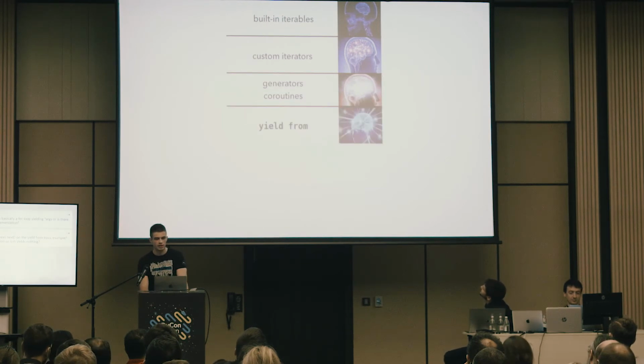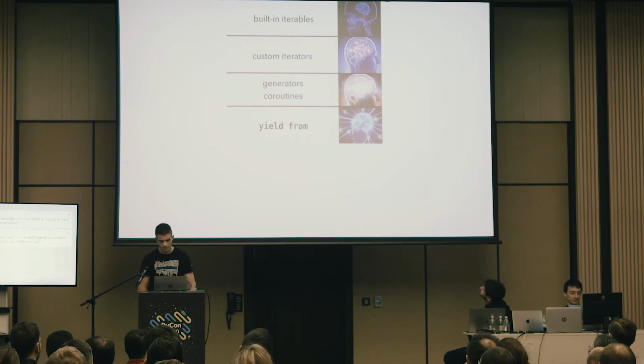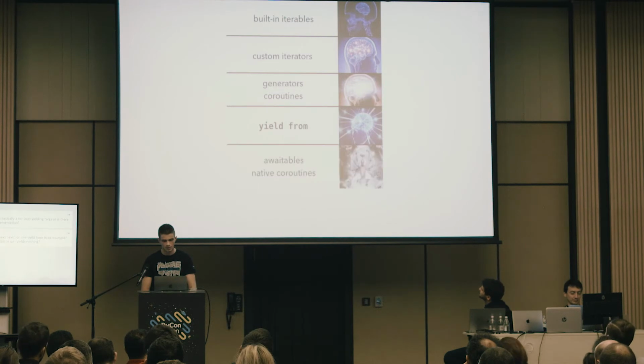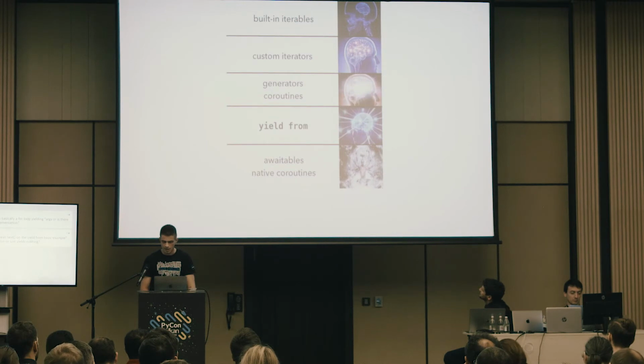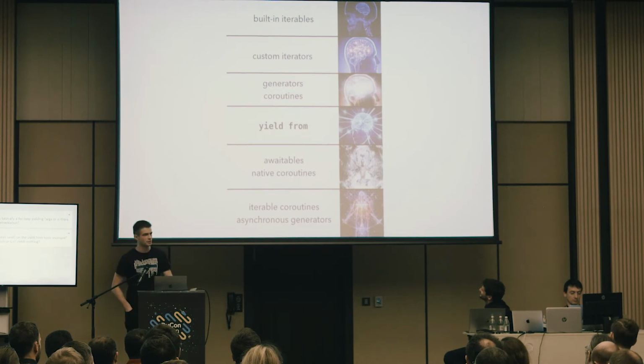The yield from is really the gateway. Like, learn about yield from. Take good precautions to know how exactly it works. Which will directly move you to awaitables and native coroutines, which was what I was talking about just now. And the last step, and this is where your coworkers will start to hate you, iterable coroutines and asynchronous generators.